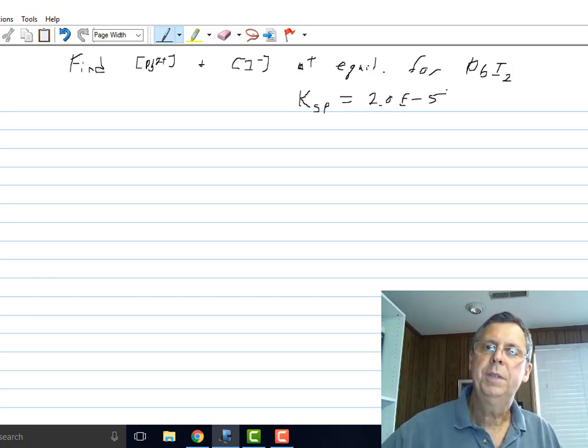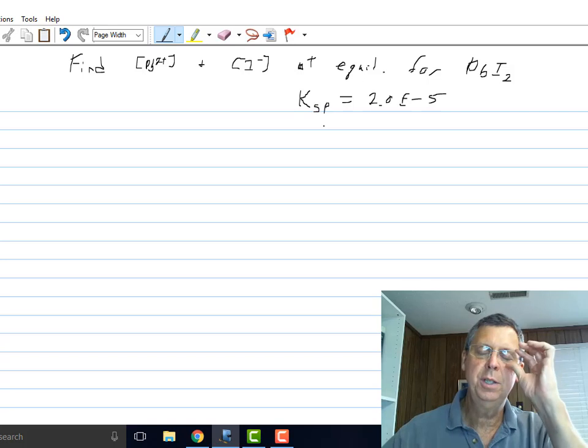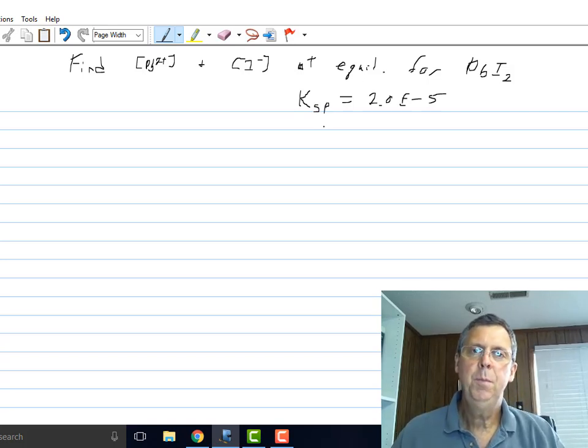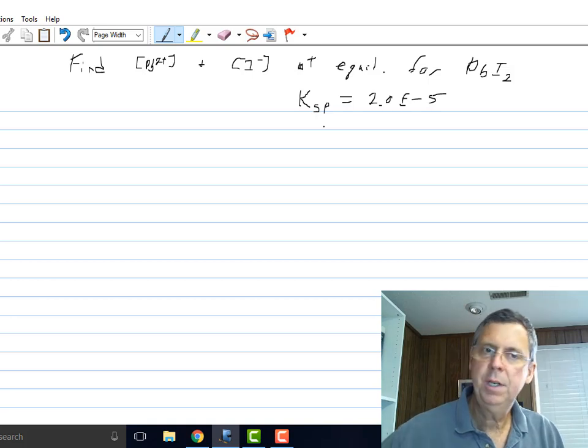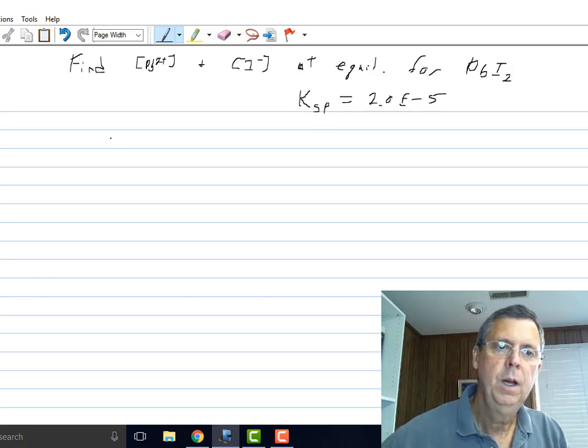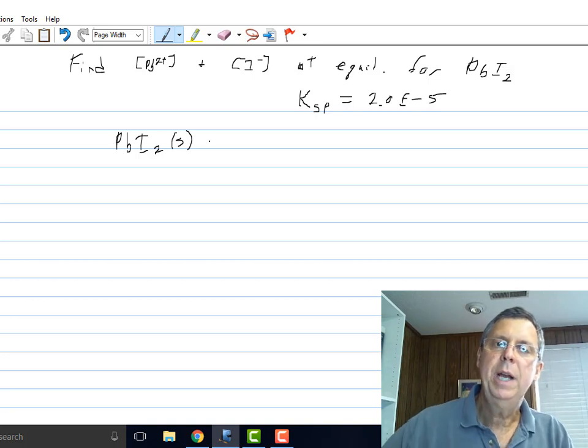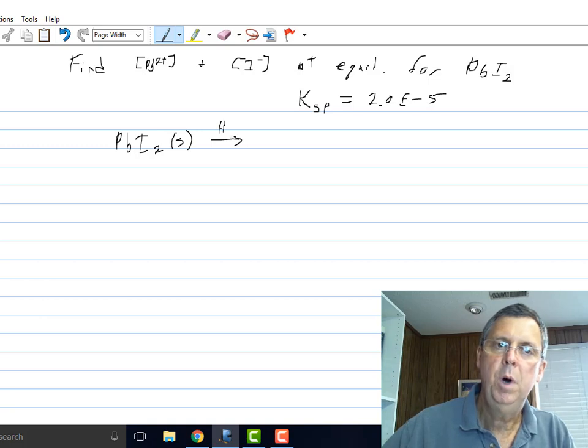Well, a couple things you need to know. KSP, as I discussed, is called the solubility product. So this is telling you it's a specific type of reaction. In this case, what this is telling us is we have lead iodide, or lead 2 iodide, I should say. That's a solid. So solubility product means we're actually putting this in solution to make a solution. So we're adding water to this basically, to make an aqueous solution, I should say.